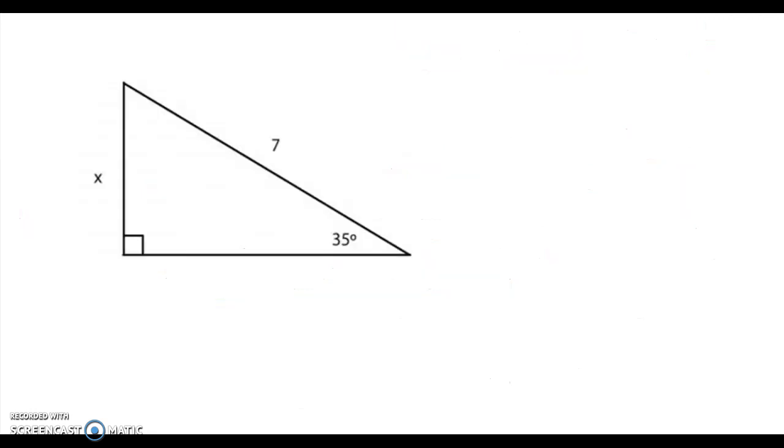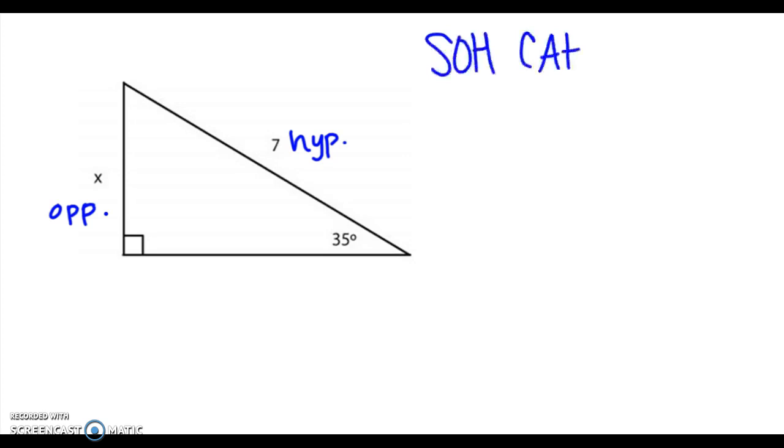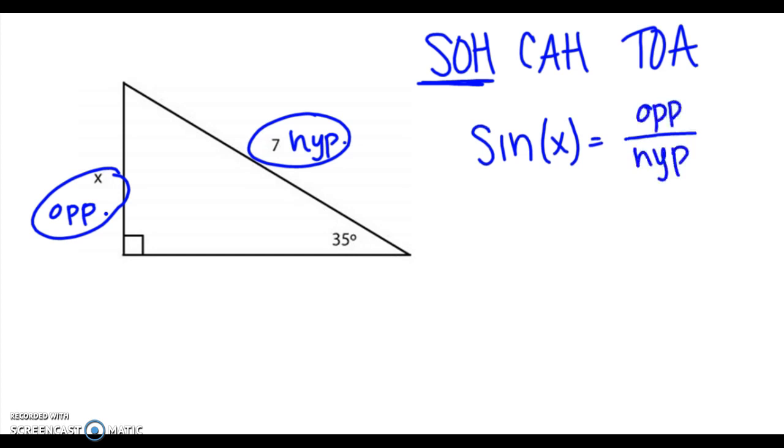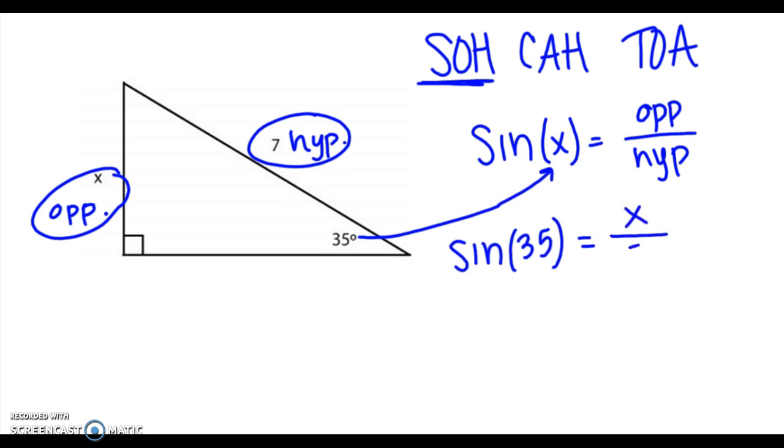All right, let's do another one. In this case, I'm given the hypotenuse, and I need to find the opposite. If I go and look at my Sohcahtoa, I notice that we have opposite and hypotenuse, that's going to be sine. So my sine ratio: sine equals opposite over hypotenuse. The angle measure always goes in for x. So I have sine 35 equals my opposite over my hypotenuse.